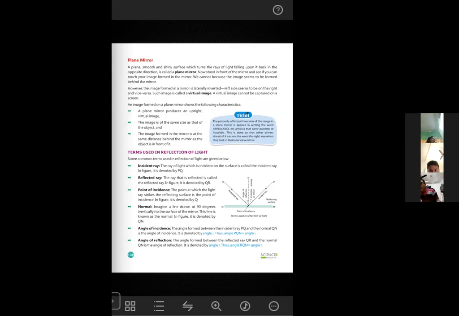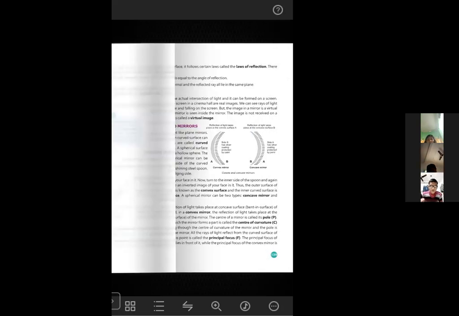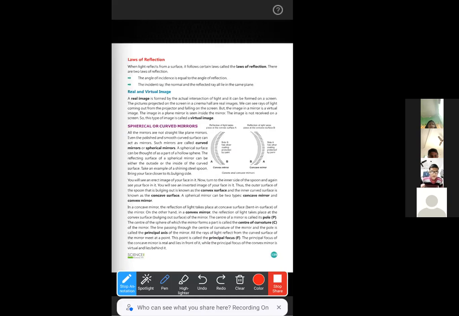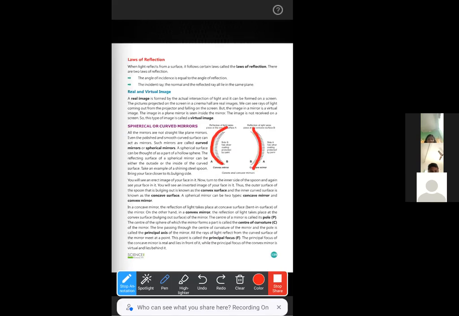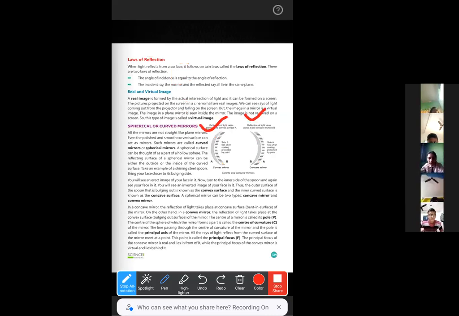So how does this curved mirror look like? The curved mirror looks like this. These are the curved mirrors. So the plane mirror doesn't have any curve. It is simply straight. Okay. So two types of mirrors are there. One is the plane mirror, another is the curved mirror or spherical mirror. So this one is the plane mirror, and these pictures that you can see are the curved mirrors or spherical mirrors. Two types of curved mirrors are there.